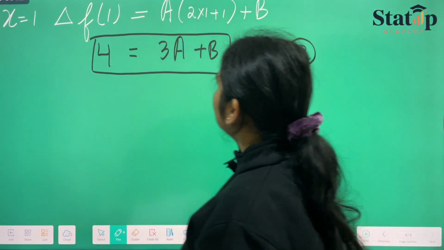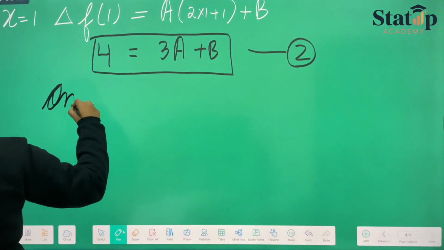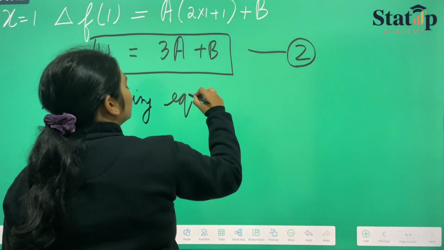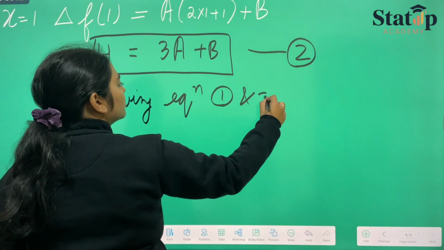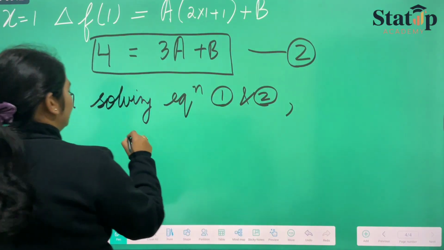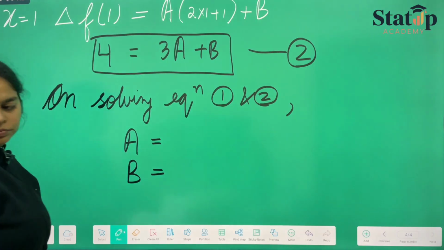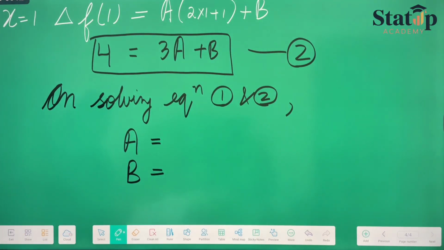And on solving equation 1 and 2, we get the values of a and b. a will be equal to 1, b will be equal to 1.